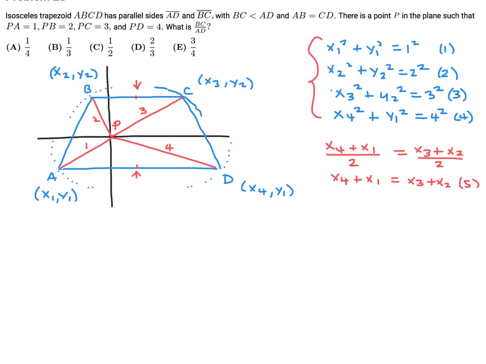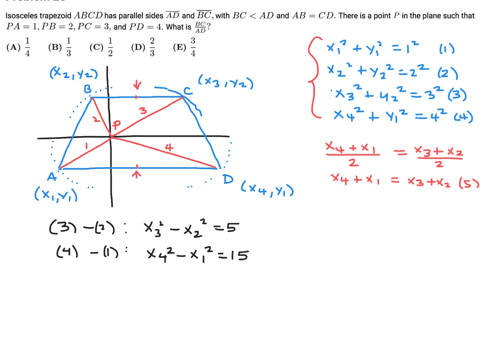The first one I want to use is equation 3, and from that I'll subtract equation 2. When I do, I get x3 squared minus x2 squared is equal to 5. And then I'll take equation 4 and subtract from it equation 1. And when I do that, I get x4 squared minus x1 squared is equal to 15. All right, so I think we're getting somewhere, at least.